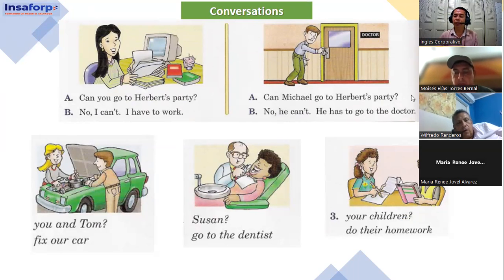Wilfredo, you make the question like this. You say, can you and Tom? Can you go the... No, no, can you and Tom? You and Tom. Okay. Can you and Tom, who says? No, go to Herbert's party?